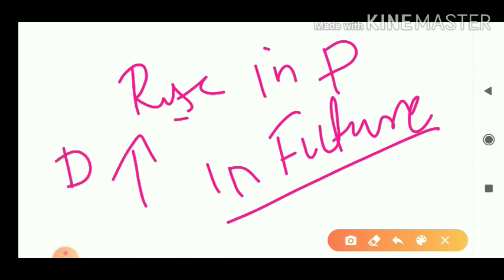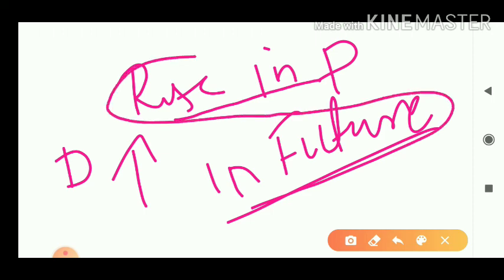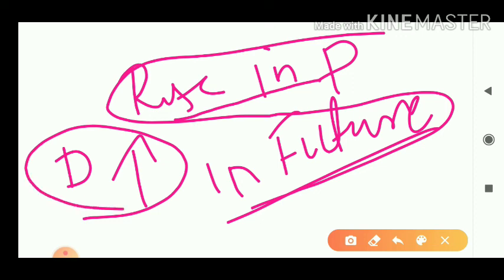When you are speculating that the price of gold will rise in future, it will increase the demand for gold at the current time, and it may be so for other commodities also. If the price of any commodity will increase in future, its demand may also rise at this time, because people will speculate to gain profit.